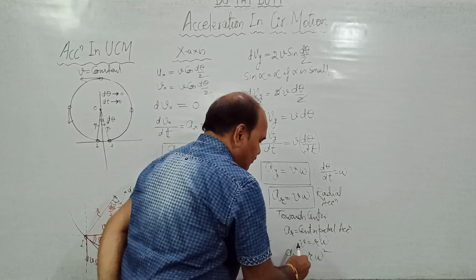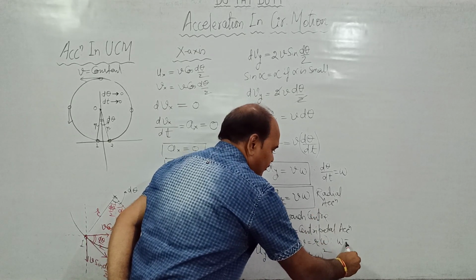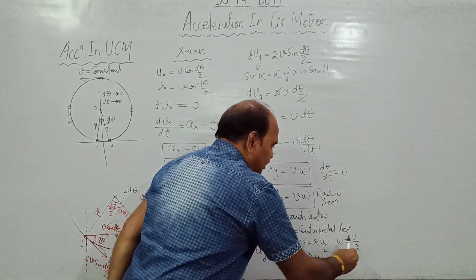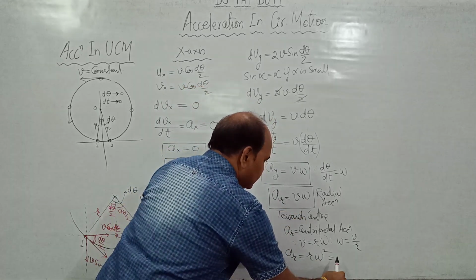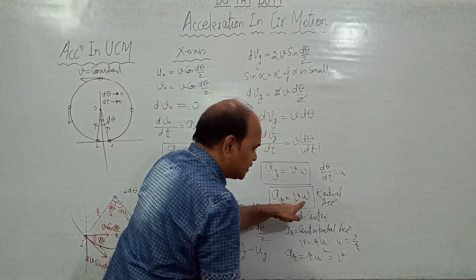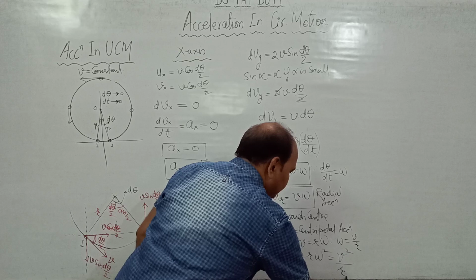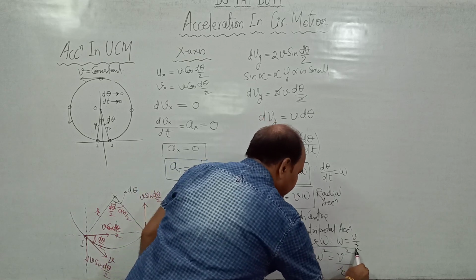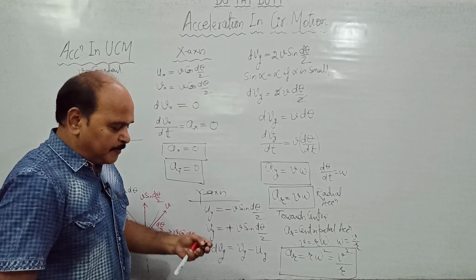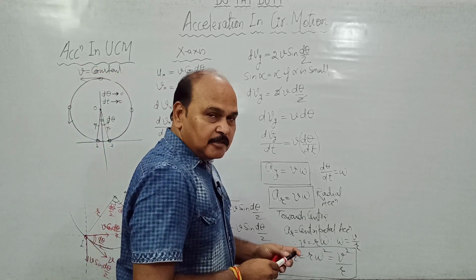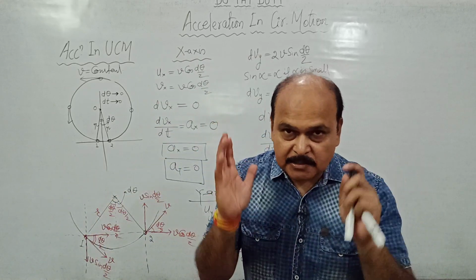We can also write this omega as V by R. If we write omega as V by R, what do we get? We get AR as V times omega, that is V times V by R, so V square by R. So these are various forms of the same centripetal acceleration. So what is happening in uniform circular motion? There is no tangential acceleration.